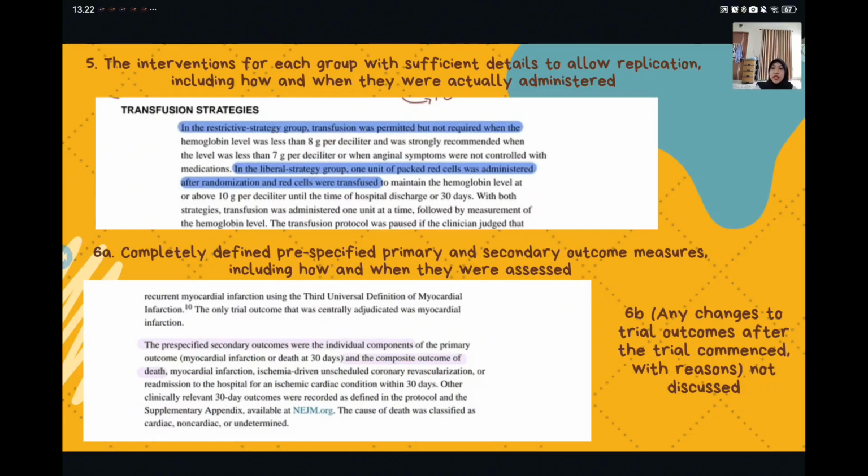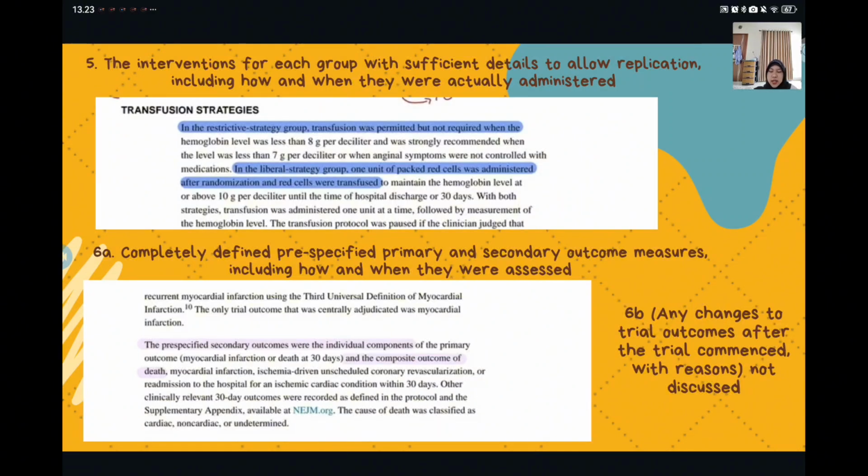Okay, next, the interventions for each group are described in detail. In the restrictive group, transfusion was only given if the hemoglobin was under 8. And in the liberal group, the transfusion was given to keep hemoglobin above 10.